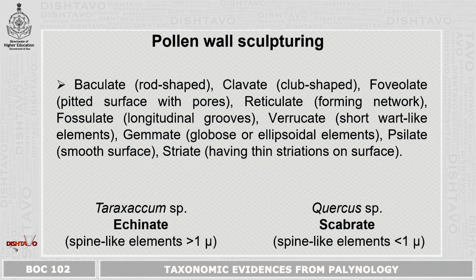We also see a lot of variation in pollen sculpturing, students. We see baculate, clavate, foveolate, reticulate, fossulate, verrucate, gemmate, psilate, striate. Specifically in the genus Taraxacum, we see echinate type of pollen grains, and they have spines less than 1 micron. Whereas in Quercus species, we have scabrate pollen grains with spine-like elements which are less than 1 micron. I made a mistake here.